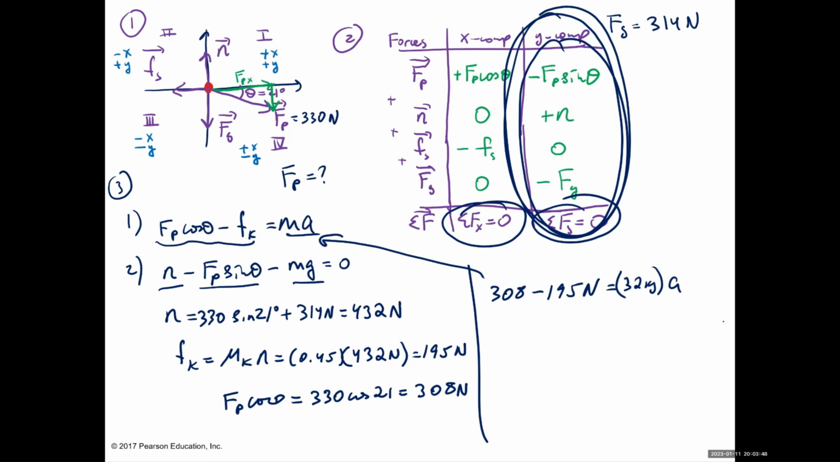As you can see, the only thing I don't have is the acceleration. So 308 minus 195. On the left side, I have 113 Newtons. That's my net force, equals 32 times a. Then a here equals 113 Newtons over 32 kilograms. And acceleration is 3.5 meters per second squared. There you go.